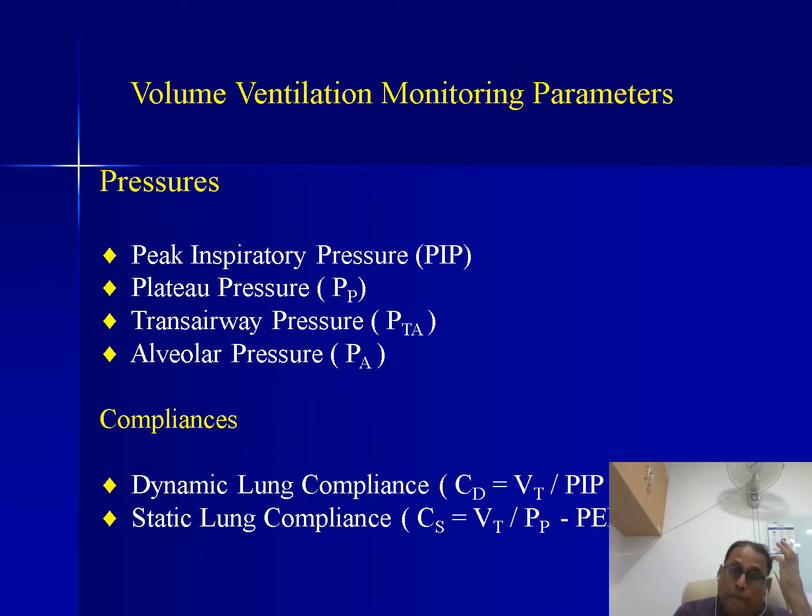Now, what do you monitor in volume ventilation? Obviously, you monitor the pressures, and the pressures that you monitor are the peak inspiratory pressure, the plateau pressure, the transairway pressure, and alveolar pressure. What are these? I'll discuss again. But remember, peak inspiratory pressure, the name itself indicates, when a tidal volume is being delivered, there is a definite increase in the pressure, and that reaches a particular highest limit, which is termed as the peak inspiratory pressure.